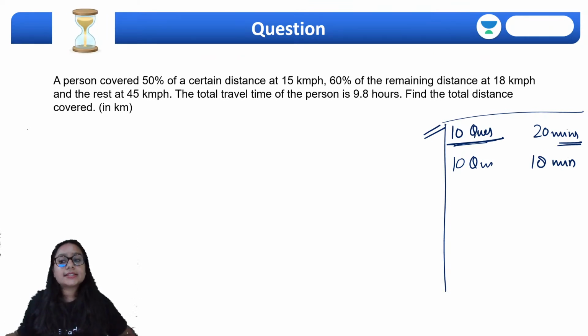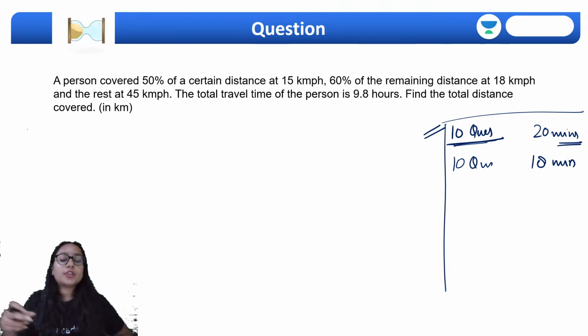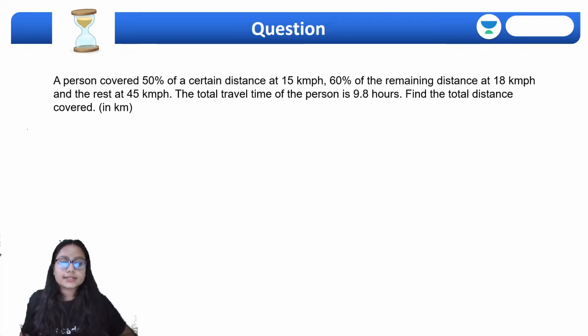But you have to set this time as per you, because this is different for each and every student. In your strong area आप जल्दी solve कर सकते हो. अगर आपका कोई weak area, you might take more time. But this is how you can develop speed. Only by practicing, no other way. Okay, yes, please try this question now.